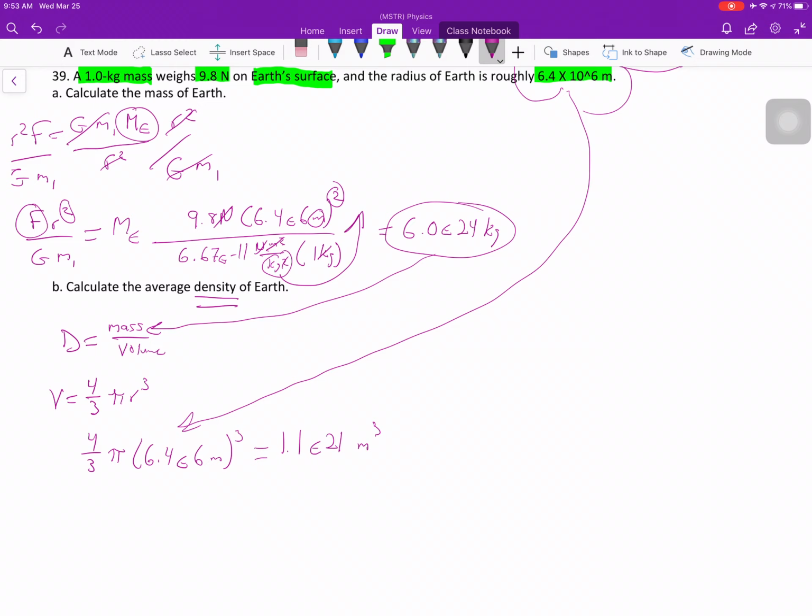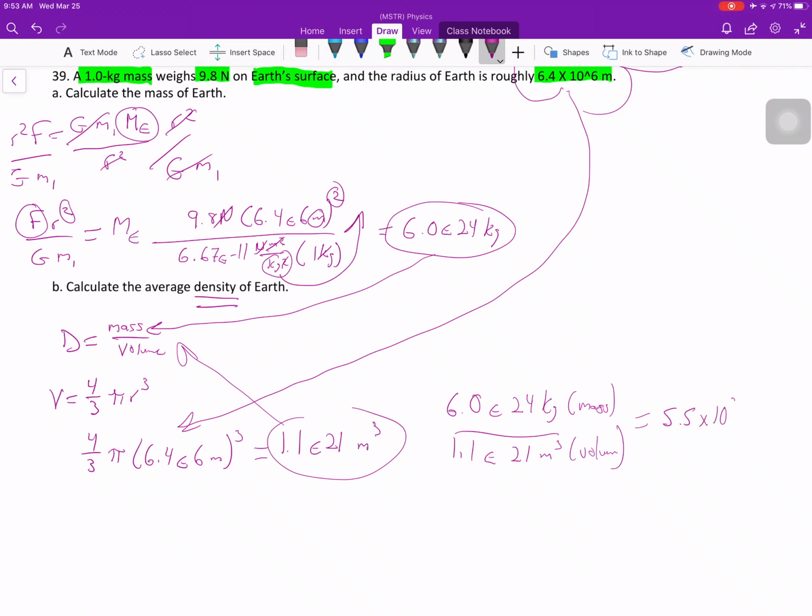So then we have the mass. Now we have the volume. We're going to take 6.0 times 10 to the 24th kilograms per 1.1 times 10 to the 21st meters cubed, mass over volume. Then we can calculate density, do the division, and when we do the division, we should get somewhere around 5.5 times 10 to the 3rd kilograms per meter cubed. I hope that's helped.